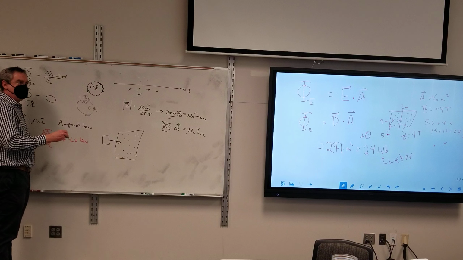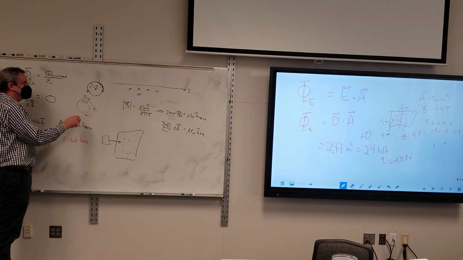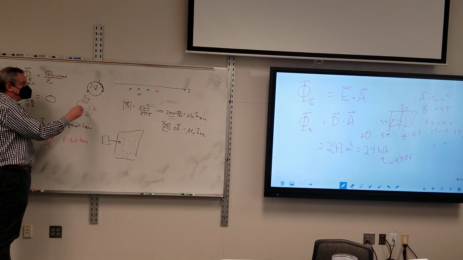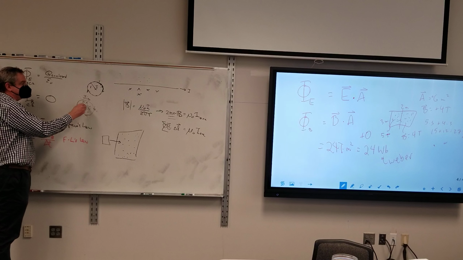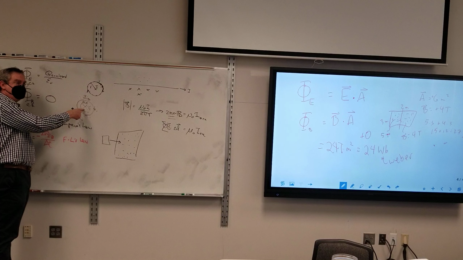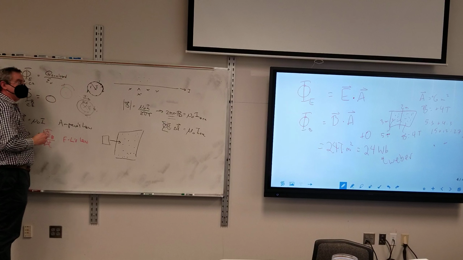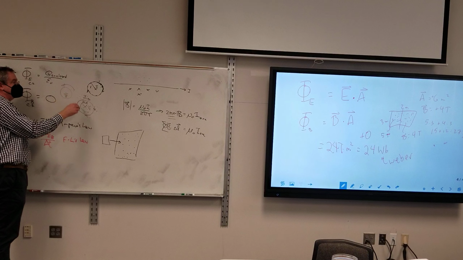Okay. So, matter of fact, all the way around, if my current's flowing clockwise, the magnetic field is in. If my current's flowing counterclockwise, the magnetic field is out.